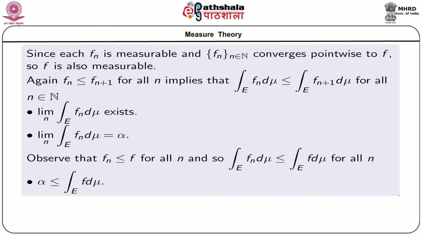So, taking limit n tends to infinity on the left hand side, we have this inequality that alpha should be less or equal to integral f dμ over E. So, we have obtained one part of the equality. We now have to show the other part of the inequality, that is, we now have to show that integral f dμ over E is also less or equal to alpha.